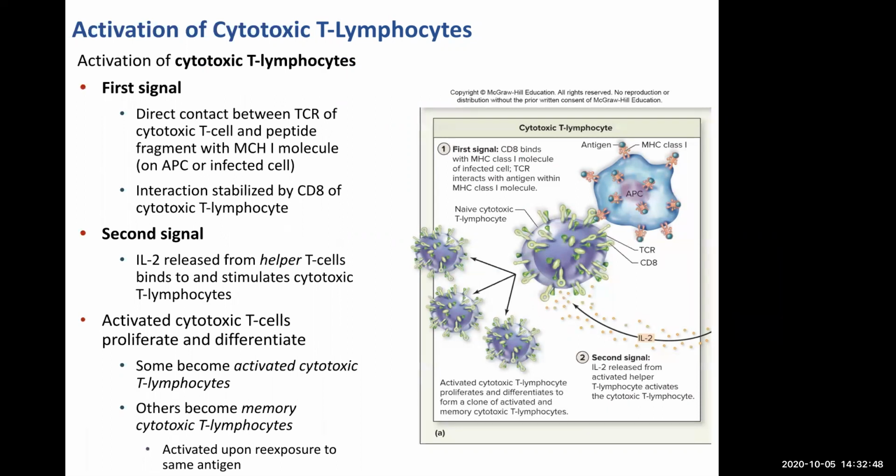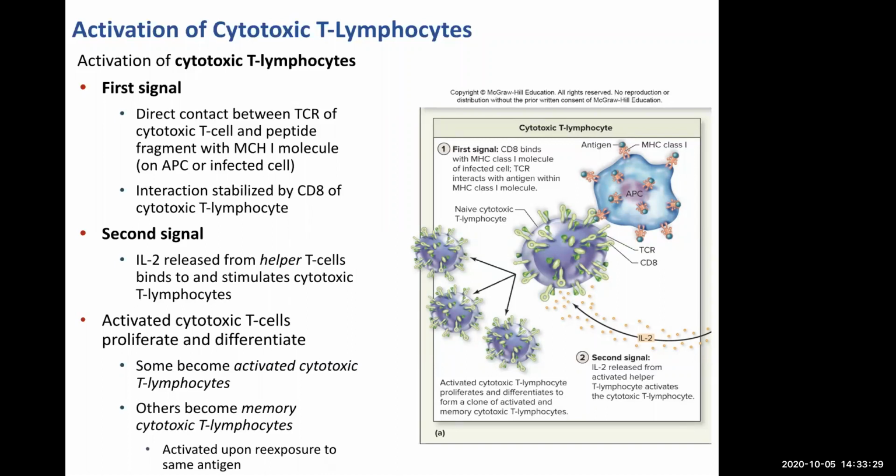So for cytotoxic T cells, don't worry, we're not going to talk about any kind of co-receptor signal for cytotoxic T cells. So cytotoxic T cells, the first signal, just like what we saw with the helper T cells, is going to be direct contact between the T cell receptor of the T cell and then the MHC molecule. In this scenario, it's going to be MHC1 holding its antigen. So first signal is direct interaction between T cell receptor and MHC1 holding the antigen that T cell receptor is designed to recognize, with stabilization of that interaction by CD8.